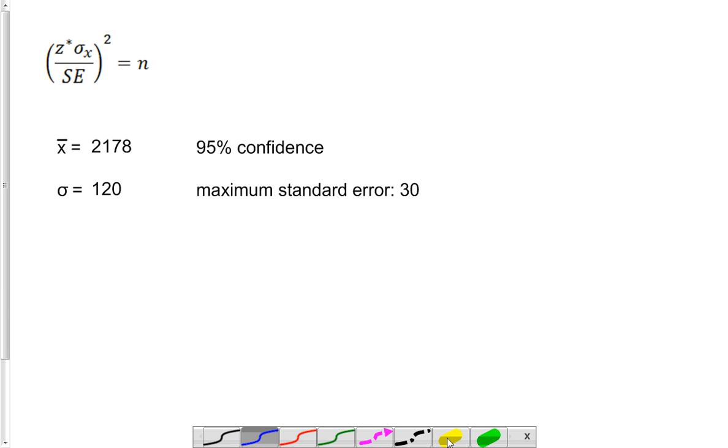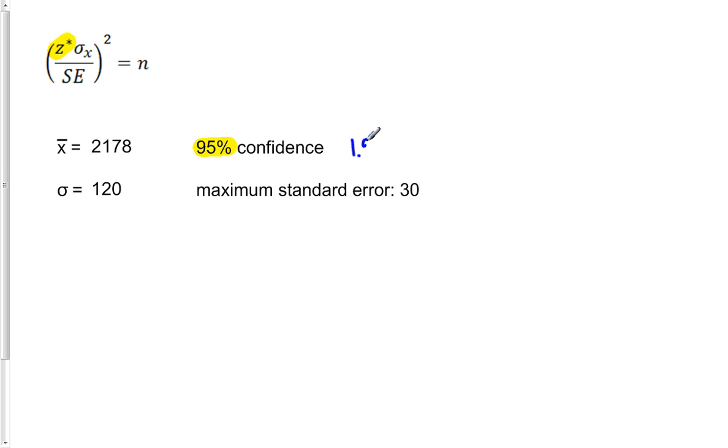The first part, z star, is the critical value of z. This is the z-score that corresponds to the 95% confidence. And if you remember, that's going to be 1.96. Hopefully you've written that down somewhere. That'll come up quite a few times. So the z-score for a 95% confidence interval is 1.96. So we'll write that in our formula here.